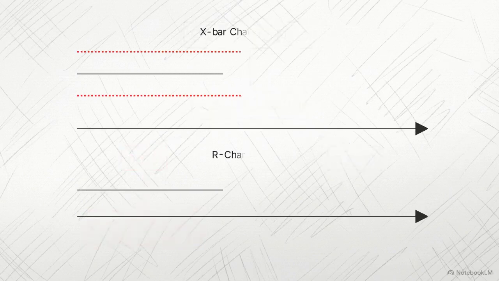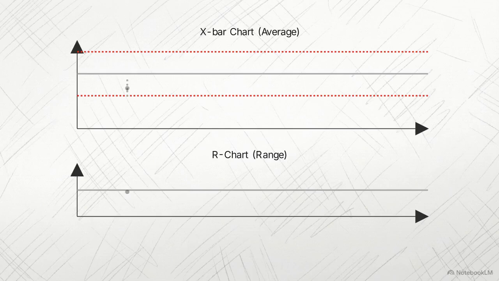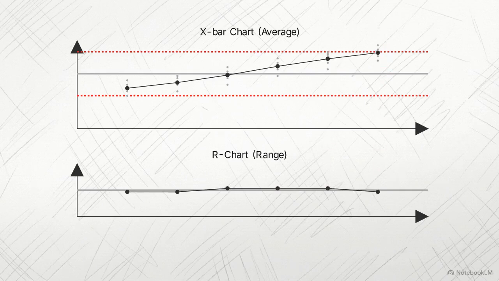For continuous variables with small samples under 9 units, use an X-bar and R-chart combination. The X-bar chart tracks the process average over time to detect drifting. The R-chart below it measures the range between highest and lowest values, tracking output variation.